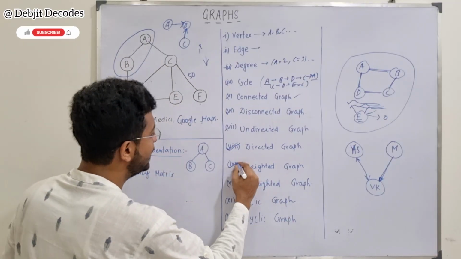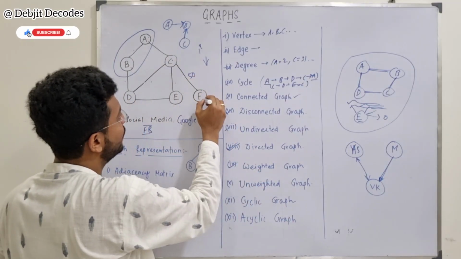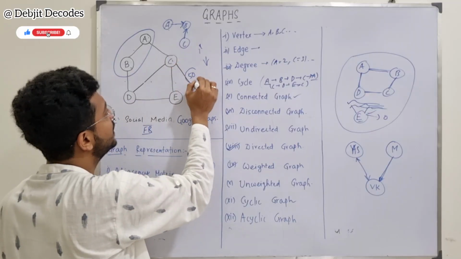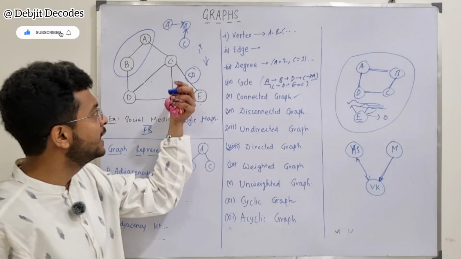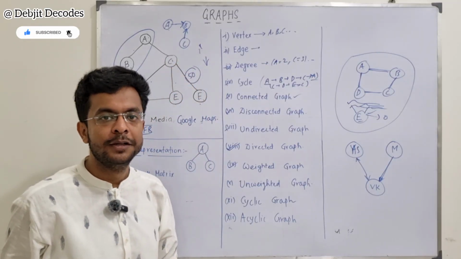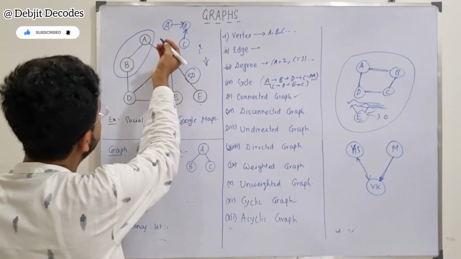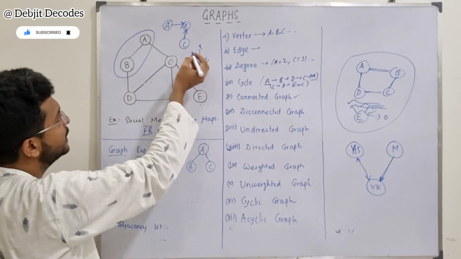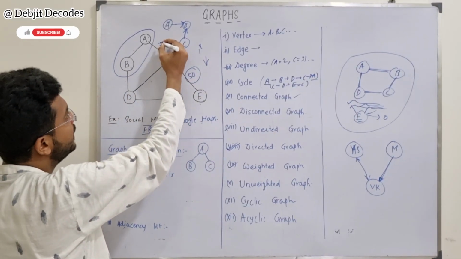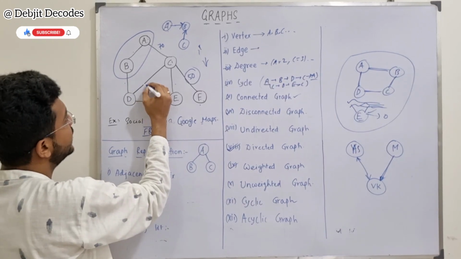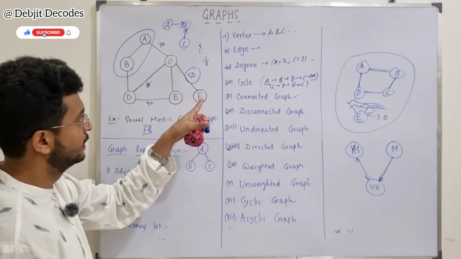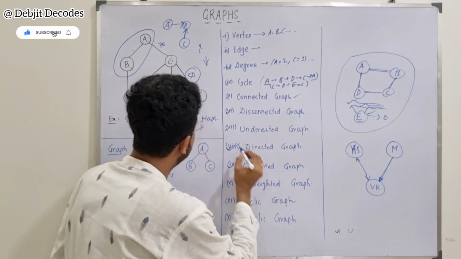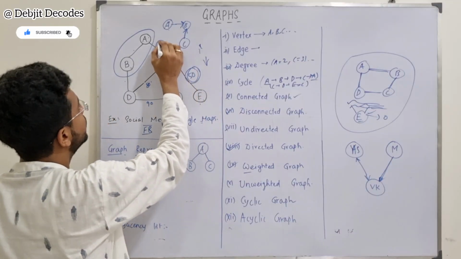So a weighted graph simply means that to reach from C to F, you need 50 units of time, or you need, say, 50 kilometers of travel. So each edge will have some weight, say 50, then 70, then 80, then 90, and so on. Now, as you can see, we are giving positive weights here.